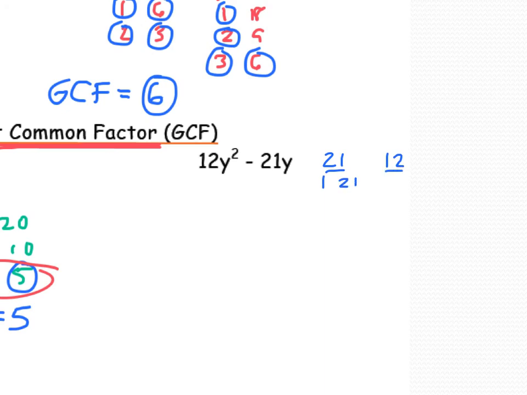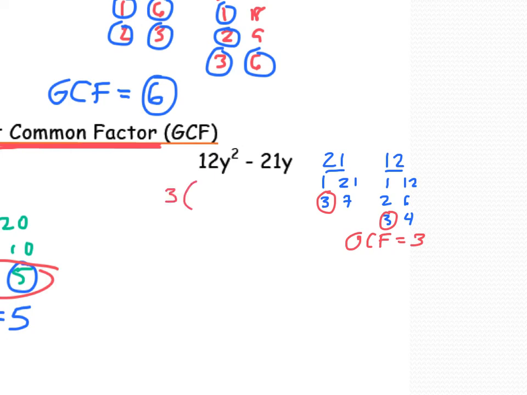I have 1 and 21, 3 and 7, and that's it. So we'll look at 12: 1 and 12, 2 and 6, 3 and 4. Okay, so let's look at common factors. Obviously I have 1, but my common factor is 3. That means my GCF between those two numbers is going to be 3. So what I can do is factor out a 3. So I take out the 3.